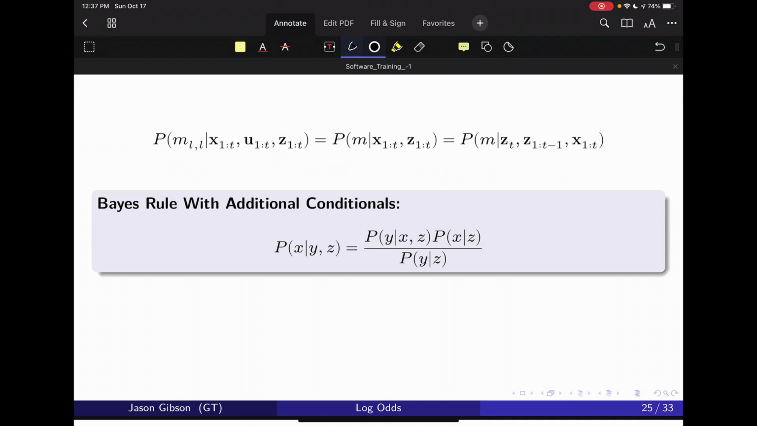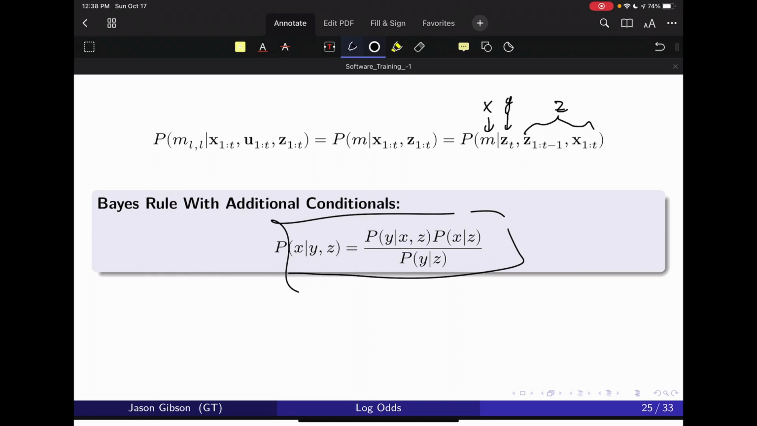The next thing we're going to do is use the Bayes rule that we had before. Remember, we have Bayes rule with additional conditionals that takes this form, and we're going to apply that here. So x is going to equal this, y is going to be this z of t, and the rest of this is going to represent the z in this equation. We're going to plug these values into the equation and look at what the output is.